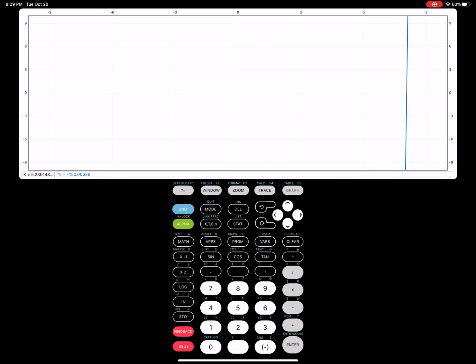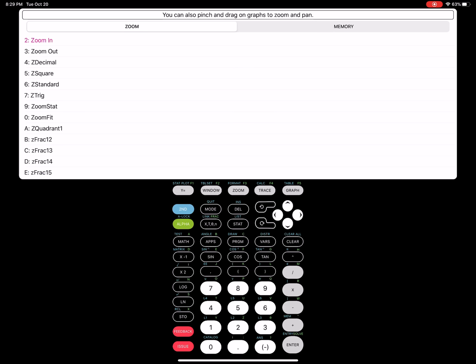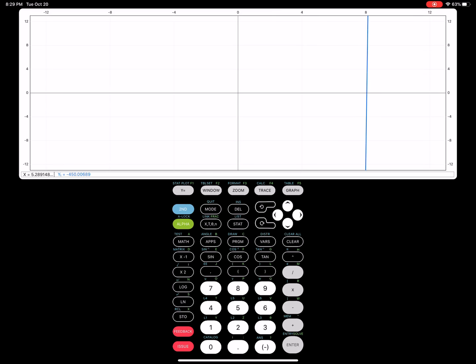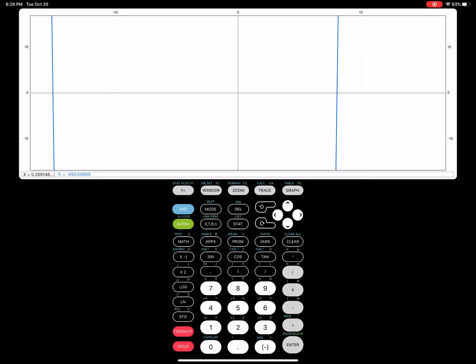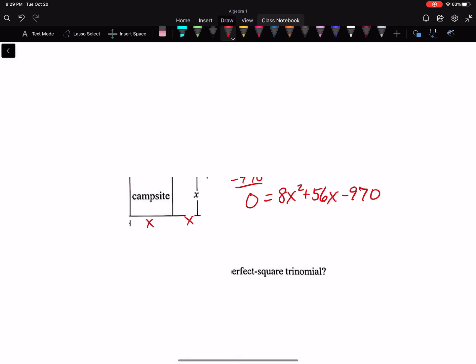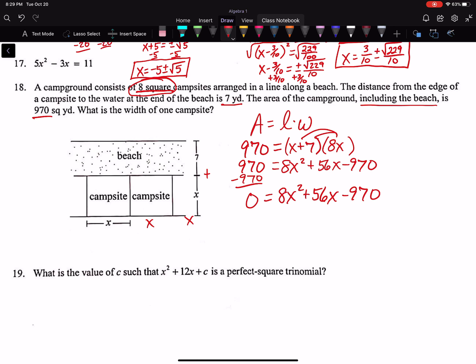All right, graph. Okay, I can see over here on the right, it is an answer, but I know surely there's another answer somewhere because it is a quadratic. So I'm going to hit zoom, and on 3, I'm going to zoom out a little bit. There it is. Okay. So notice, I have two answers. One's negative, one's positive. Since this is a word problem, there's no way I'm going to have a negative width. So I don't really have to worry about that one.